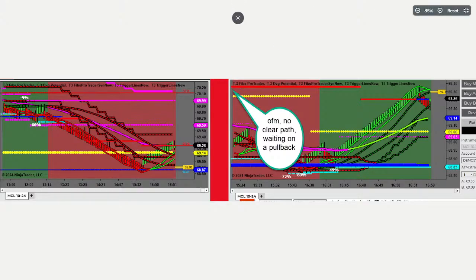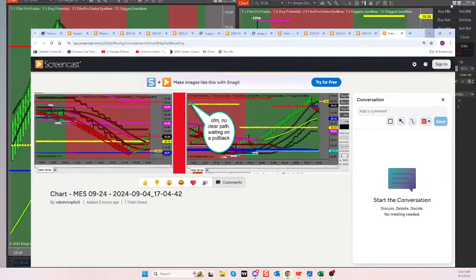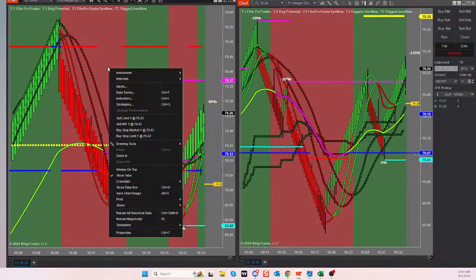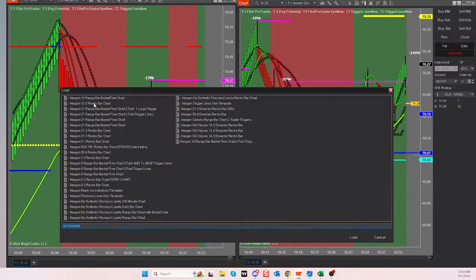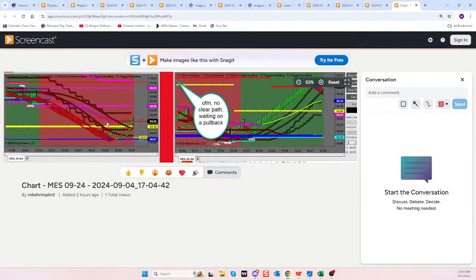So do me a favor. If it still looks like that, right click on your large chart, go to templates, and load the Nexgen 13.2 Renko bar chart. Because I think what you have is the NASDAQ 13.2 dynamic Renko bar chart. And since that's an entry chart for NASDAQ, it has those synthetic triggers. And the one that you needed was the Nexgen 13.2 Renko bar, not the one that says NQ. And that'll get those synthetics off there because that creates a little odd look.